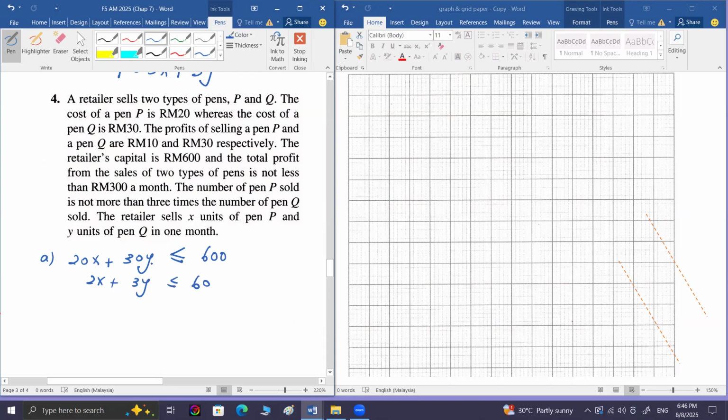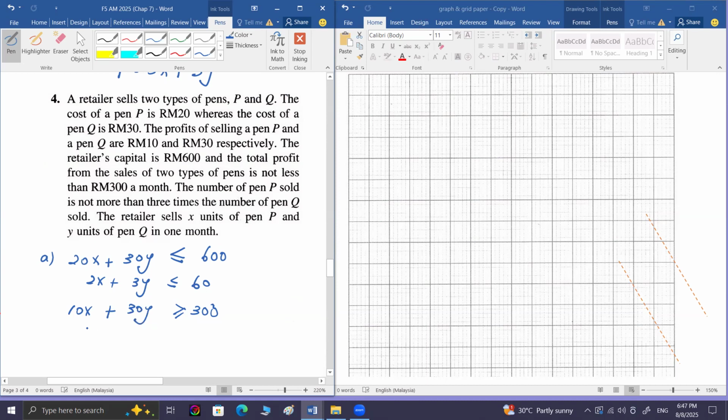Okay, next, the second one, we see the profit, and not less than. The profit that is made, not less than 300 ringgit. Okay, we see the profit for pen P, 10 ringgit. Pen Q, 30 ringgit.